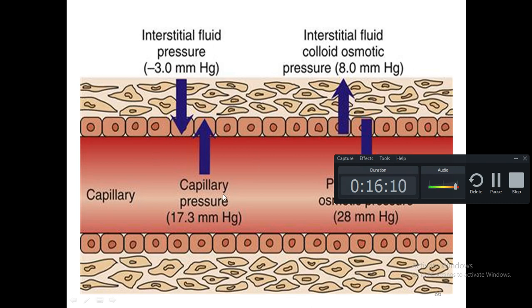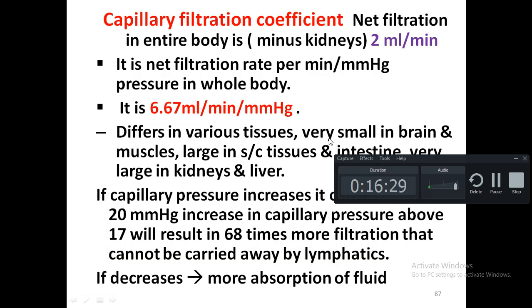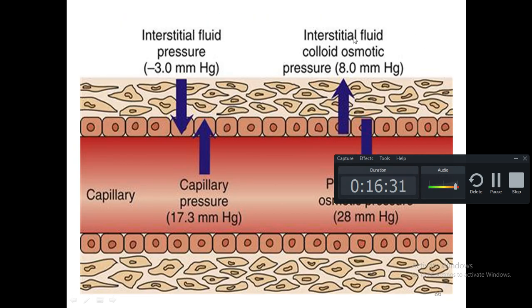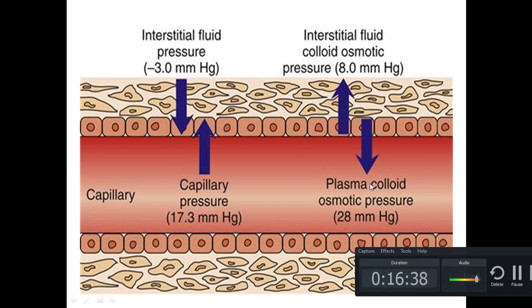You can see here, this is the capillary pressure 17.3 millimeter, and since it is a negative pressure, the interstitial fluid pressure is negative here, so that is in fact not causing the fluid to move into the capillaries, but instead it is trying to move fluid out of the capillaries. Then the interstitial fluid colloid osmotic pressure is also trying to move fluid outward, and it is 8 millimeter, and the plasma colloid osmotic pressure is the pressure that is tending to keep the fluid inside.